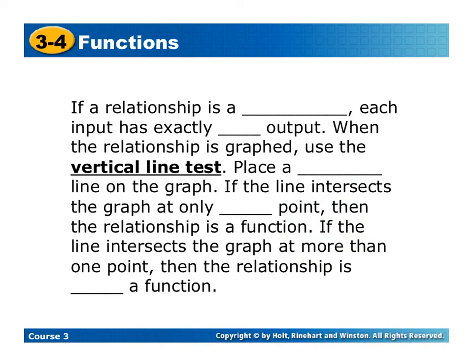So let's go ahead and talk a little bit about what it means to actually be a function. So remember, a relationship is just kind of talking about sets of ordered pairs. And if a relationship is in fact a function, that means that each input has exactly one output value. So that when the relationship is graphed, we can use what's called the vertical line test. So remember, vertical, like in basketball, is up and down.